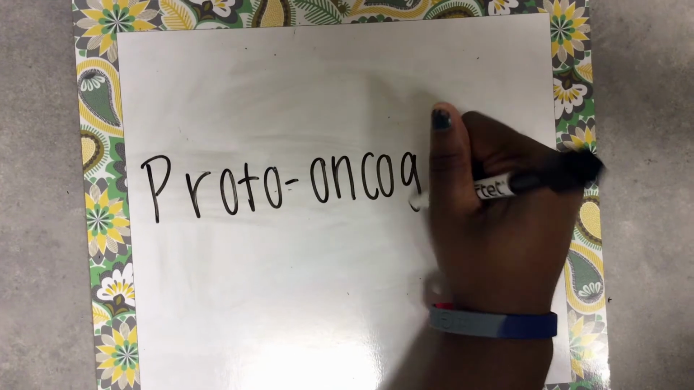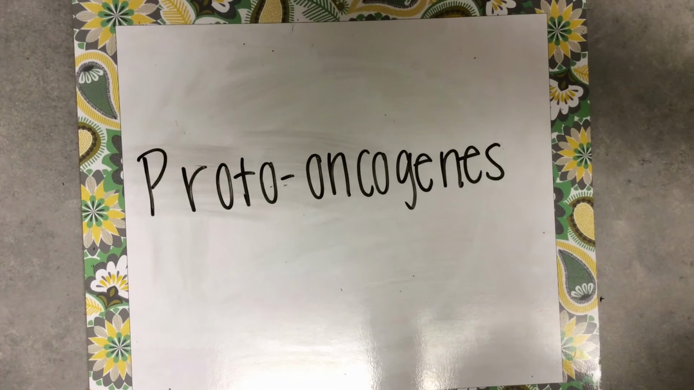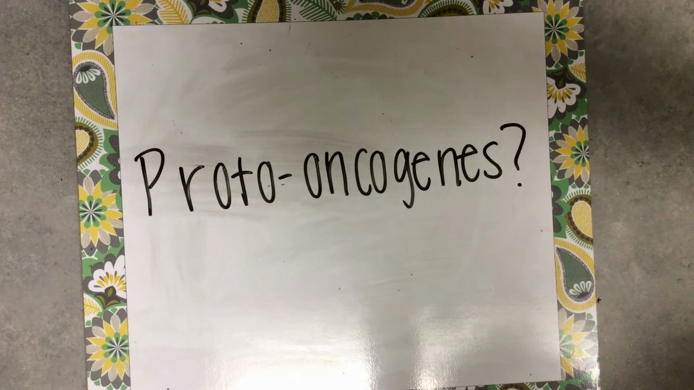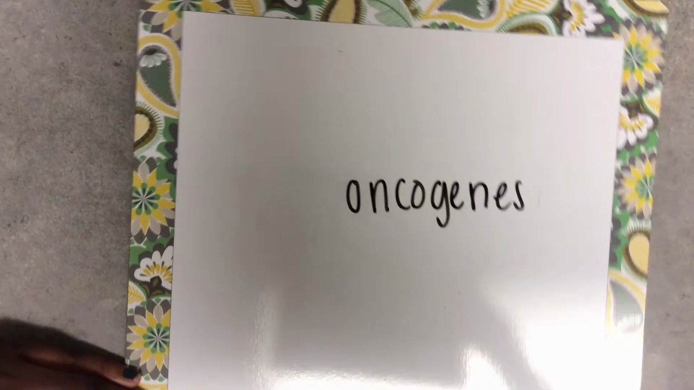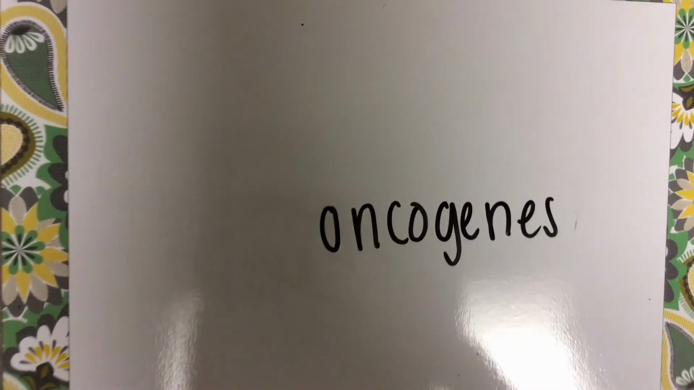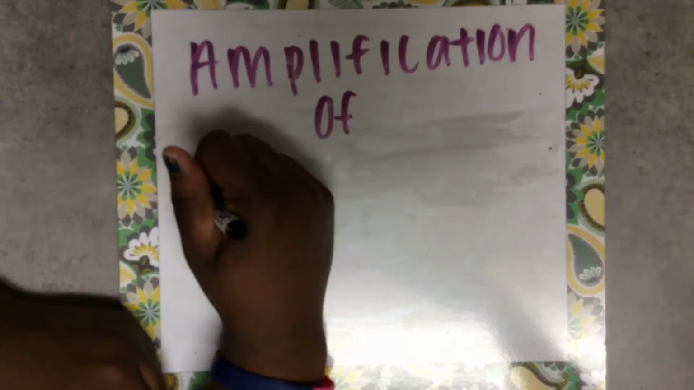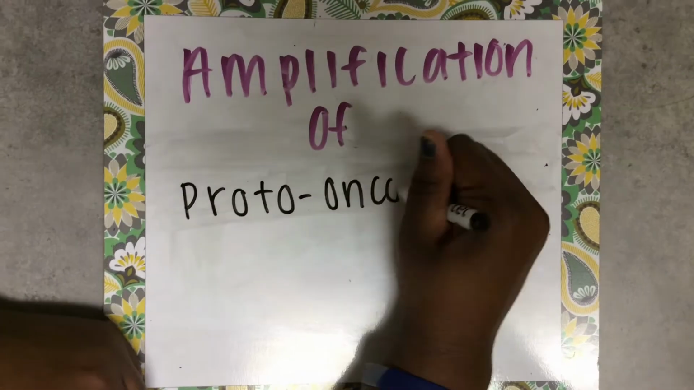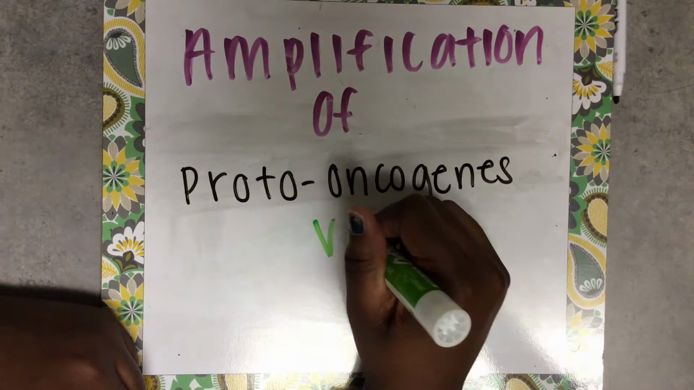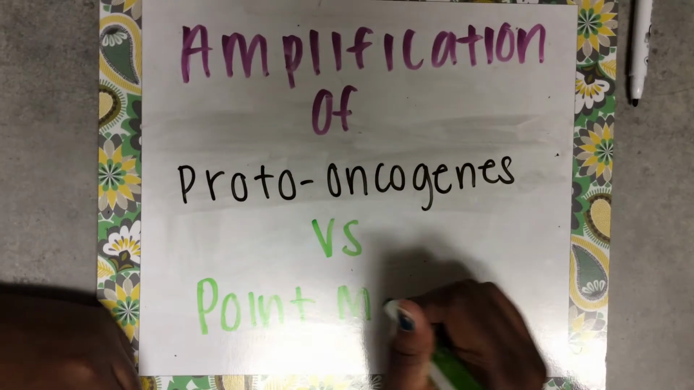Proto-oncogenes are normal cellular genes that are responsible for normal cell growth and division. However, they can be converted to oncogenes. Amplification of a proto-oncogene increases the number of copies of the gene, whereas point mutation causes an increase in gene expression.